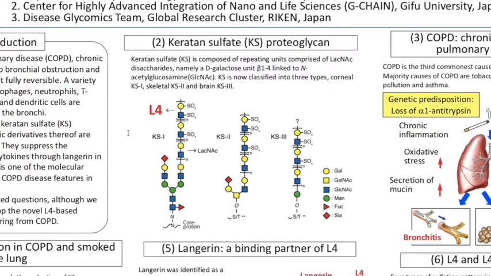Keratan sulfate is one of the proteoglycans expressed mainly in joints, acting as a cushion by tissue hydration. There are three types of keratan sulfate, KS1, KS2, and KS3, and all types are composed of a repeating disaccharide, a galactose beta 1,4 linked to N-acetylglucosamine. As you can see, this disaccharide is often sulfated. We call this sulfated disaccharide L4.